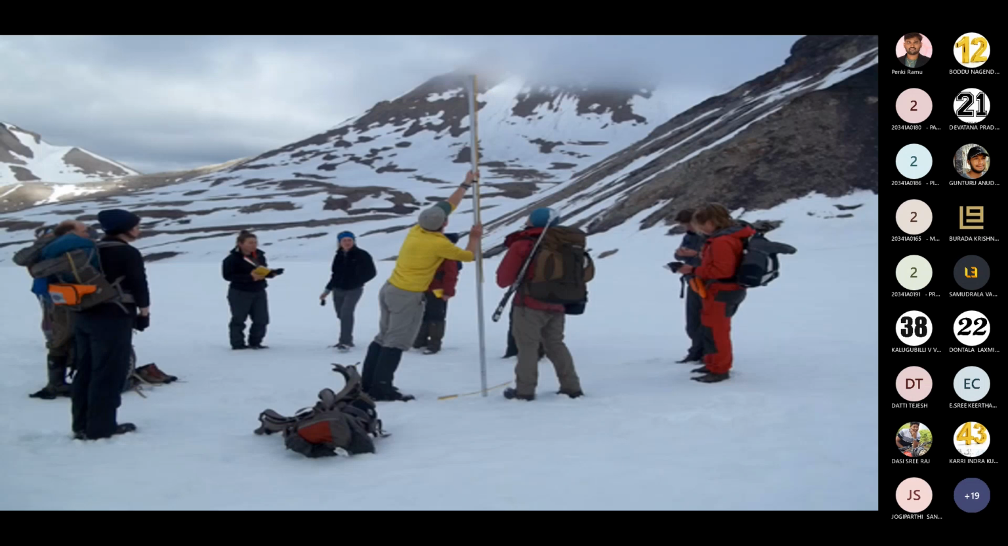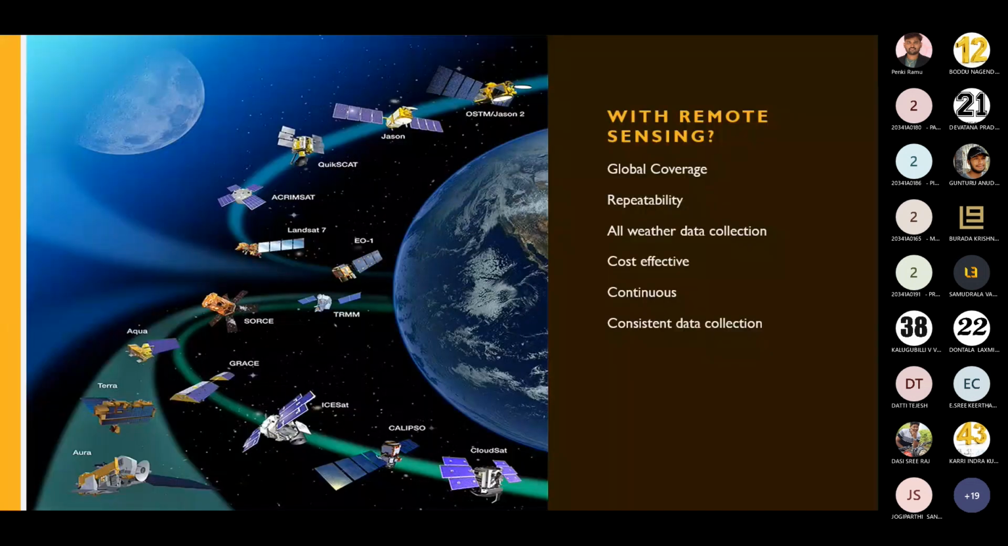So another picture of conducting field study in cryosphere region. And with the help of remote sensing, it is possible for us to have global coverage in a repeated manner, and in all weather conditions you can collect the data. Further, it is a cost effective process when you compare it with manual data collection over a larger time frame and a larger area.